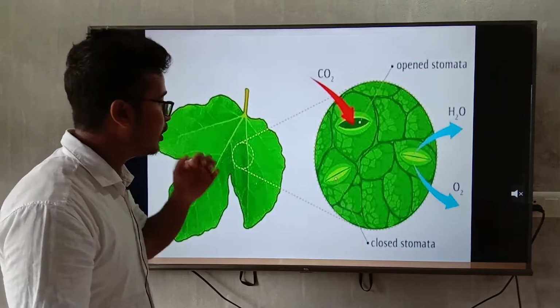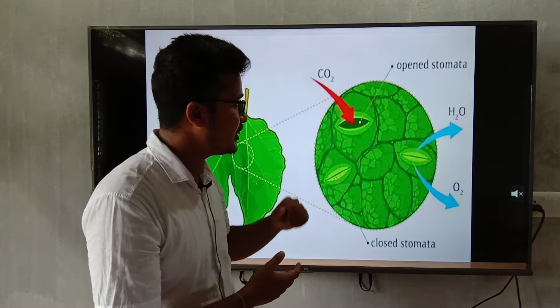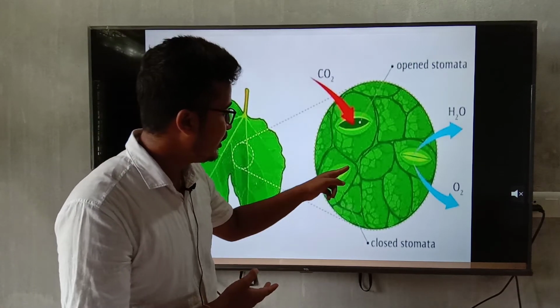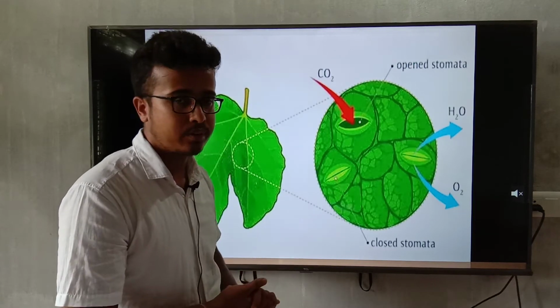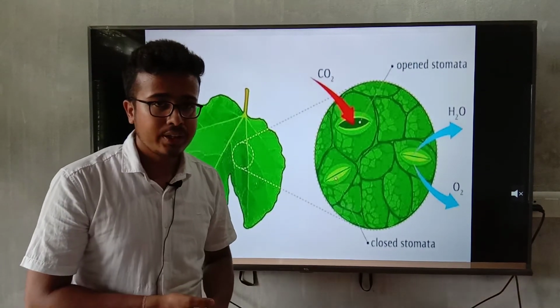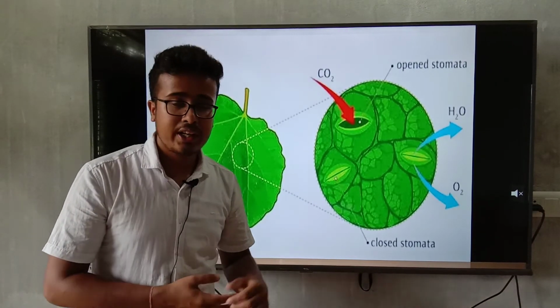So now here it is leaves, and in these leaves the stomata is present. Now you can see here this is an open stomata and here it is a closed stomata. During daytime the stomata is open, and the plant makes its food with the help of sunlight, air and water.